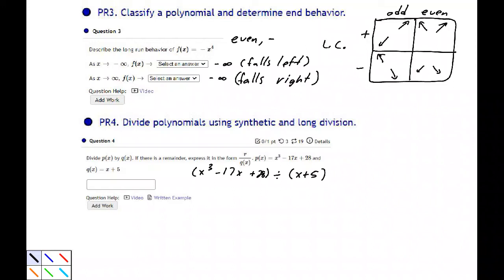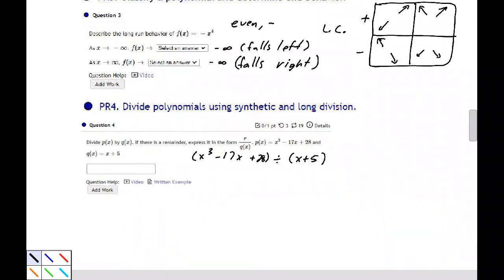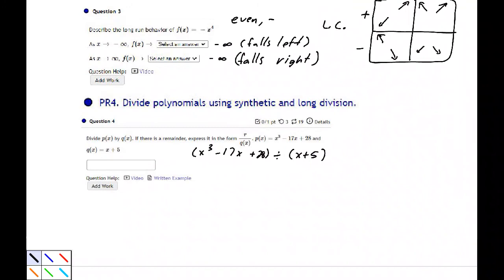Again, we have these two quantities, polynomials we're dividing. So because x plus 5 is in the right form for synthetic division, I'm going to do a synthetic division with x equals negative 5, because negative 5 is the value that would make x plus 5 0. Now, you always want to look for missing terms. I'm going to write these coefficients down as 1x cubed, so 1, 0x squared, because there is no x squared, minus 17x, and plus 28. So my coefficients that I've written down are 1, 0, negative 17, and 28.